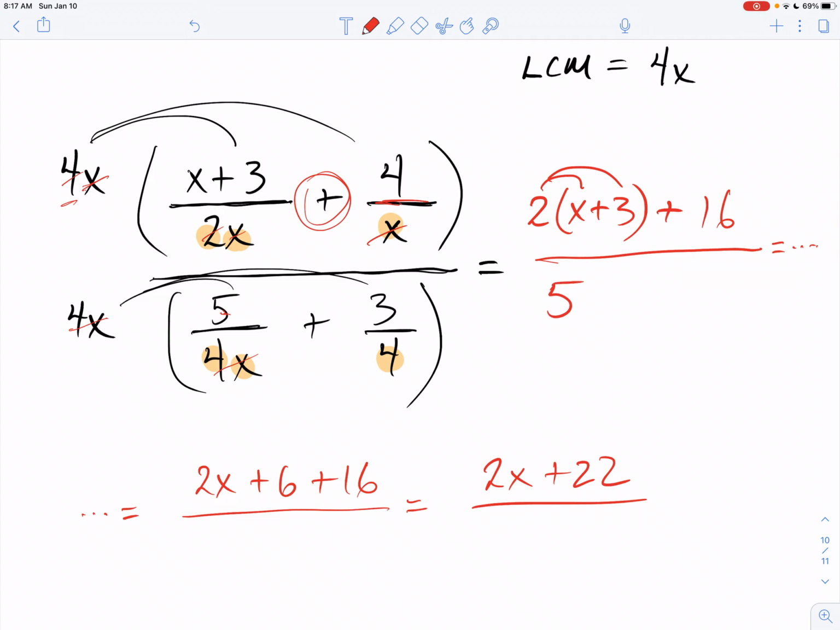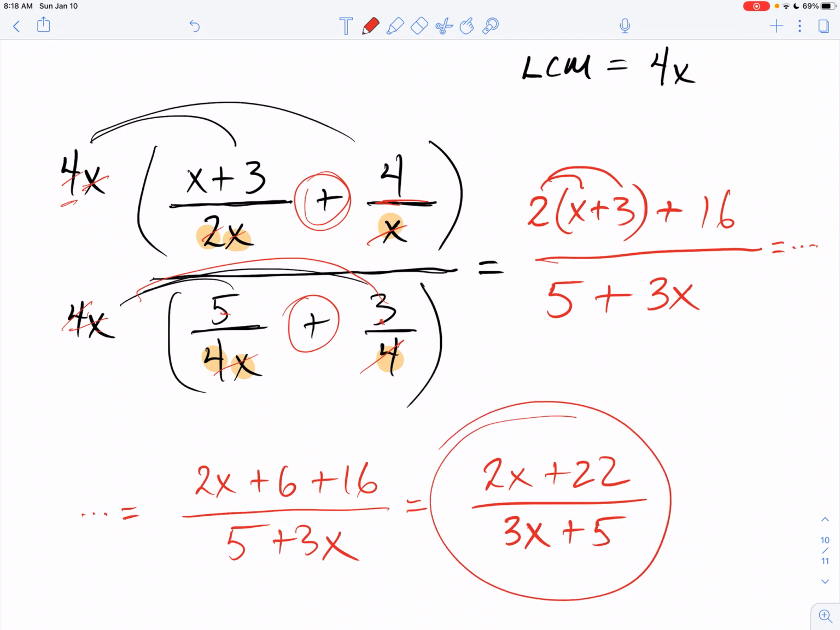That's 5. Plus, well, in the second part, when I distribute it, 4 would knock out the 4. I'd get 3 times x. That's 3x. Well, hey, I could write it like 5 plus 3x. I could. But being more polite would be to put the x part first and the number part second. And that's a beautiful answer. You're done.